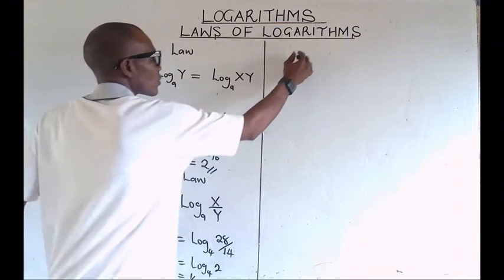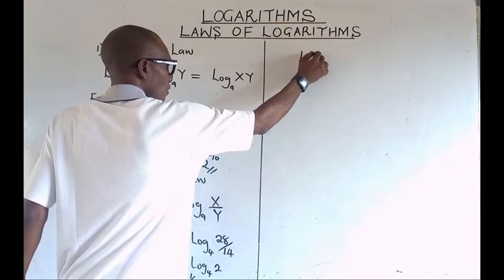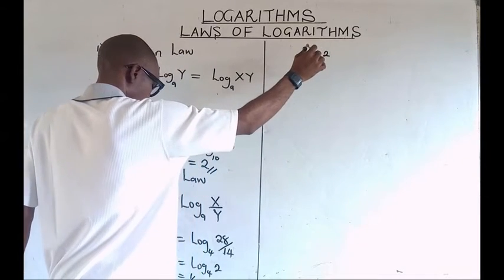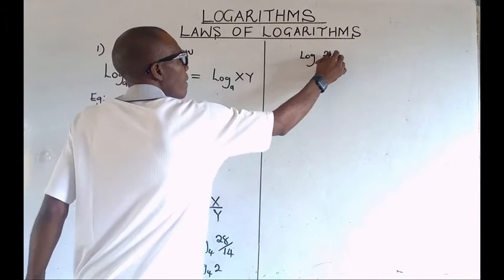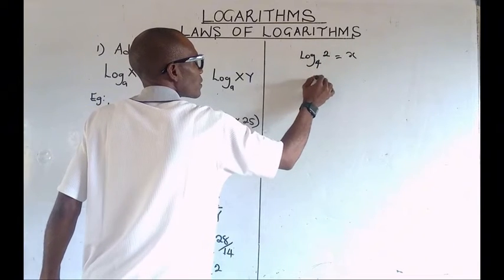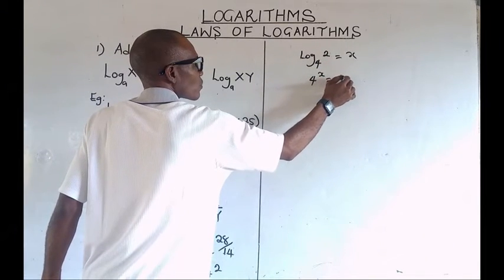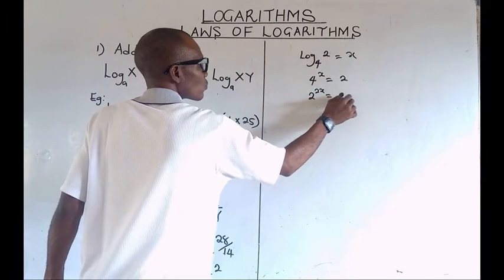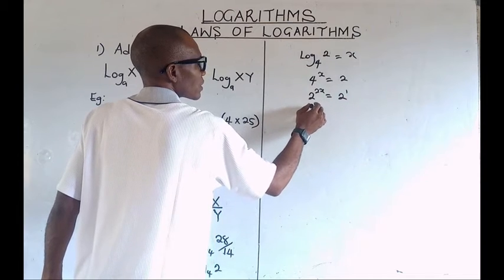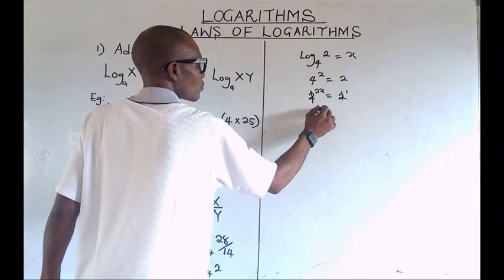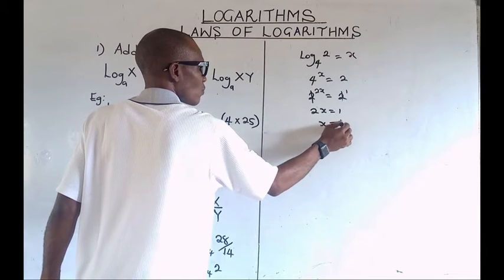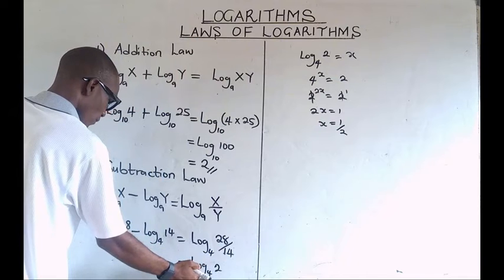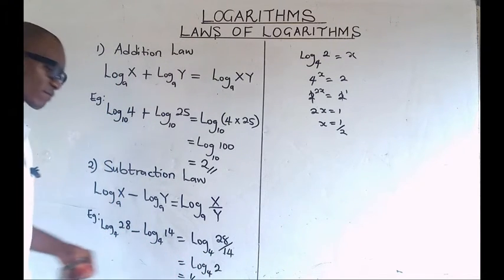The reason is because if you have log 4 here and you have 2, which is equal to x, it means that 4 raised to the power of x is equal to 2. So 2 raised to the power of 2x is equal to 2 raised to the power of 1. So this will cancel this. We have 2x is equal to 1. So x is equal to 1 all over 2. So x is half. That is why log 2 base 4 is equal to half.